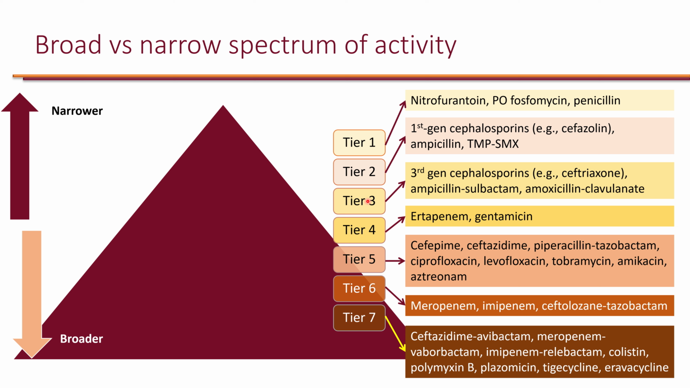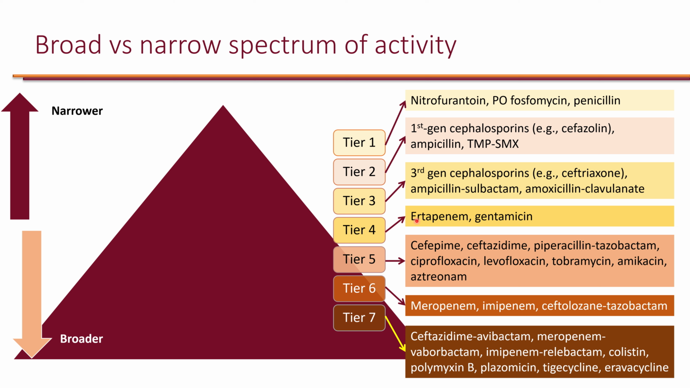But when you get to the third tier, it's actually pretty broad spectrum. Now, tier 4, slightly more broad than tier 3. What's unique here is that ertapenem and gentamicin, they do have activity against ESBL producing agents.